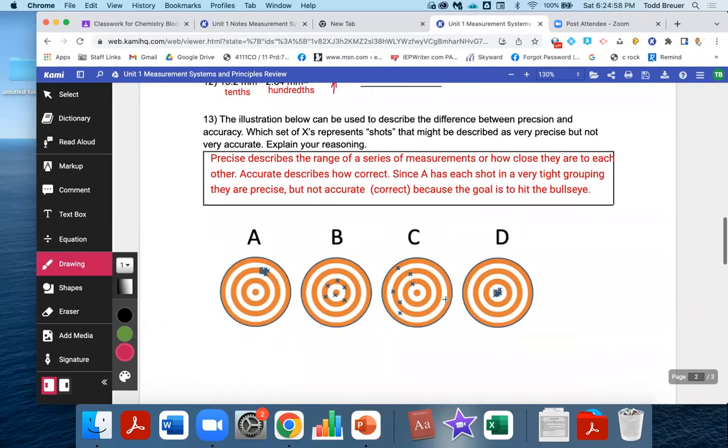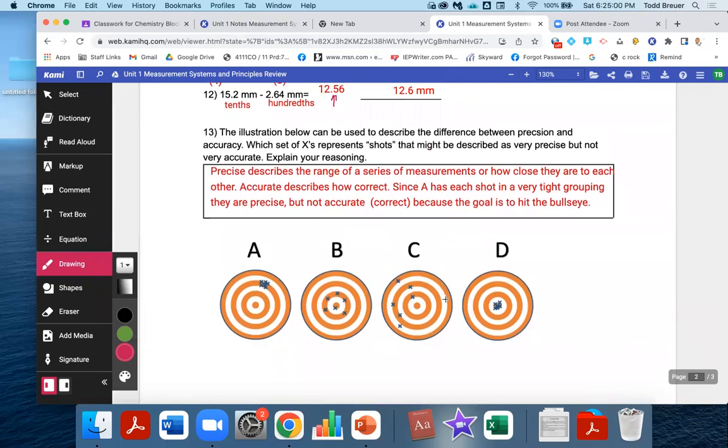Moving forward, there's a concept that relates to reliable data. Reliable data has 2 conditions. It's both precise and accurate. So our question here is asking us, which of these targets simulates data that might be precise, but not very accurate? And precise really just means how tightly grouped. We sometimes, when we're looking at numbers, look at the range, how close together they are. So A is very tightly grouped, close together.